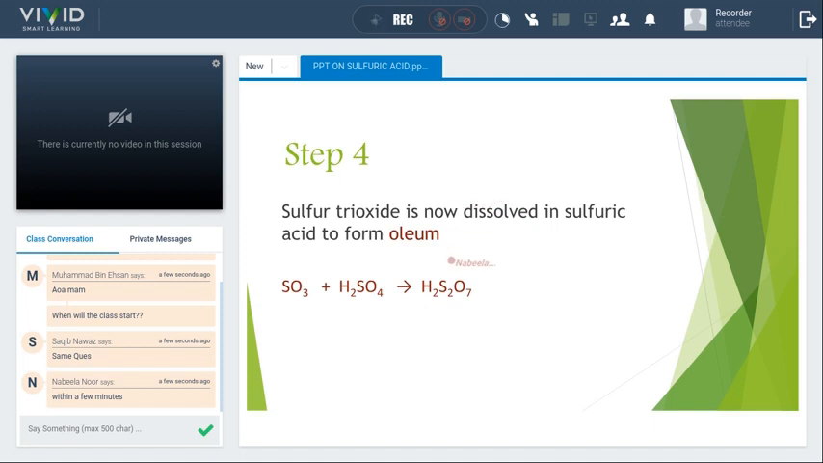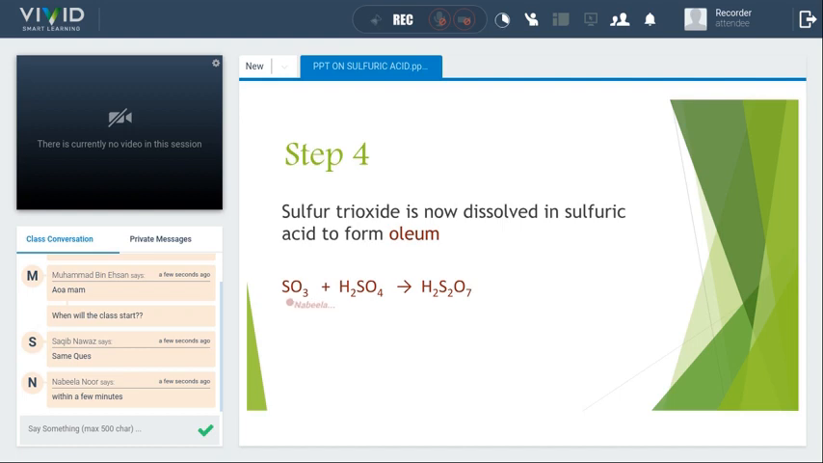Now, next step is step 4. We have sulfur trioxide is now dissolved in sulfuric acid to form oleum. Children, I want to tell you that sulfur trioxide can directly be converted to sulfuric acid. That is, when sulfur trioxide gas is dissolved in water, it can give you sulfuric acid. But that reaction is very explosive.